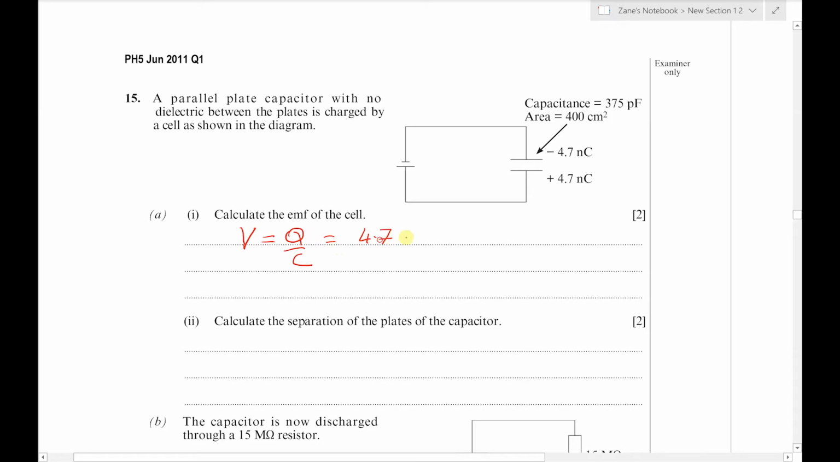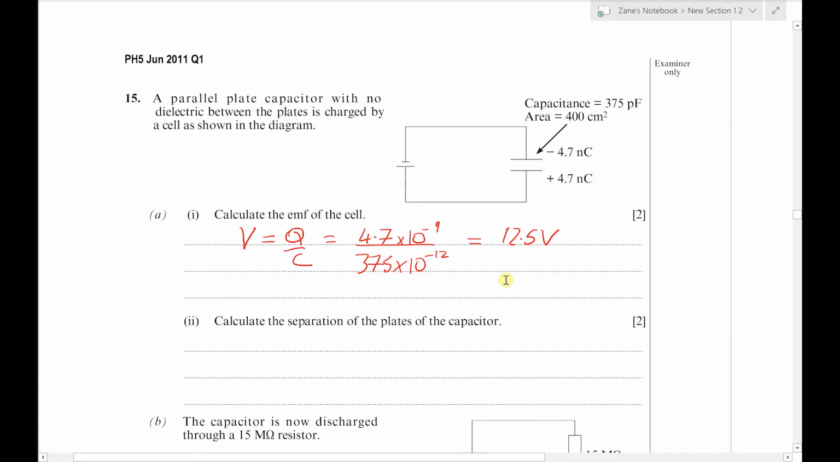So the charge is 4.7 nanocoulombs. Remember that the charge on the plates of the capacitor, one plate is negative and one plate is positive, but the charge just counts as the 4.7 nanocoulombs, not the total of two lots of 4.7 nanocoulombs. Capacitance is 375 picofarads, pico being times 10 to the minus 12. And if we put those numbers into the calculator, you'll end up with about 12.5 volts, 12.53 recurring volts.